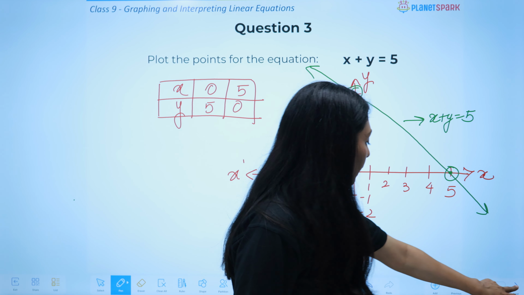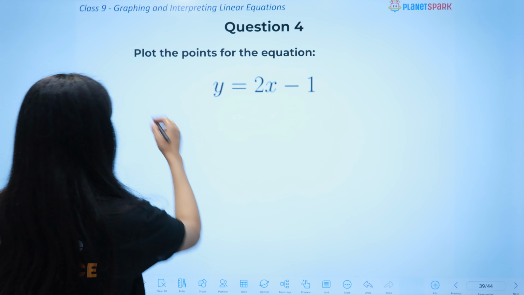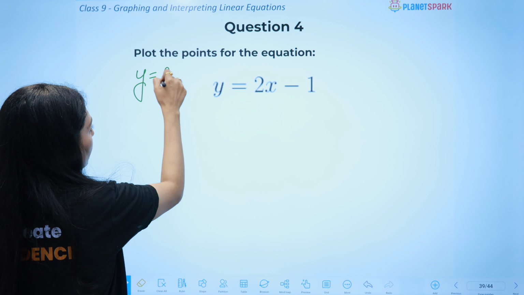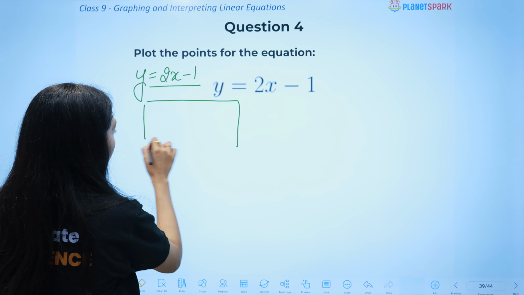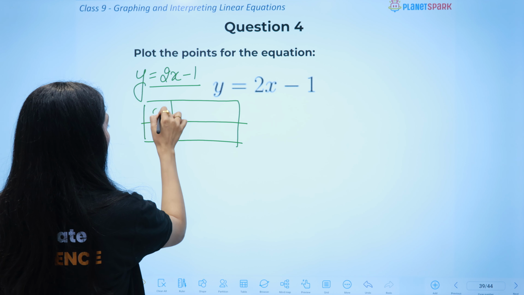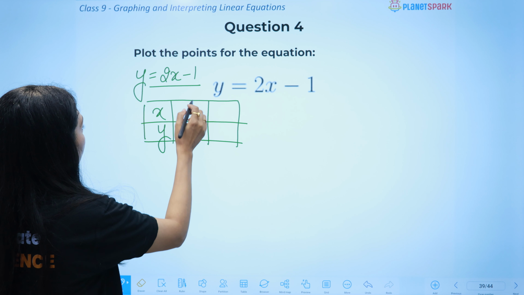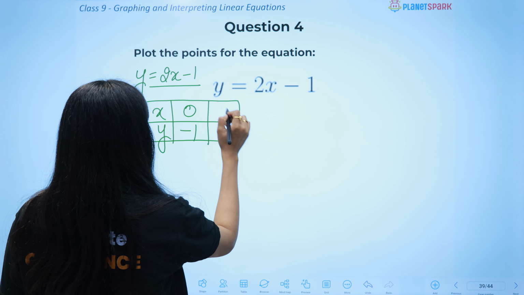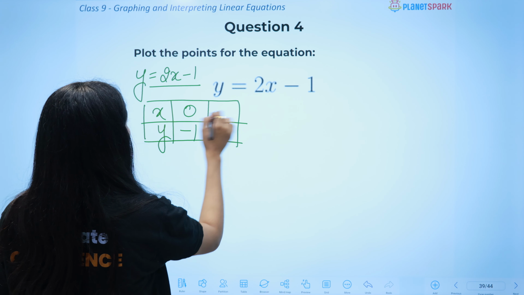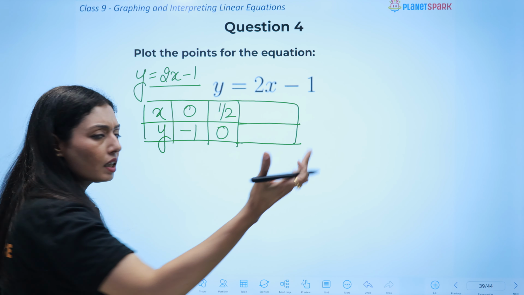Okay, let's see the next one. Plot the points on the equation. Now we have the equation y is equal to 2x minus 1. We will create a table. We need 2 points to plot the graph, x and y. If I put x as 0, y is negative 1. If I put y as 0, I get x as 1 by 2. Let's try to get some integer value there.